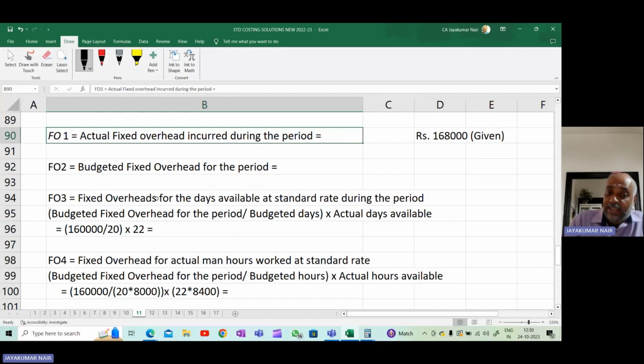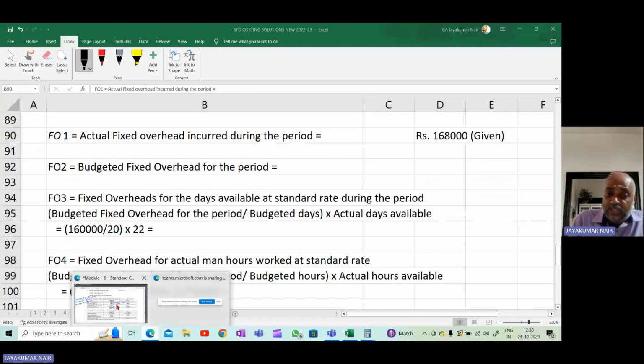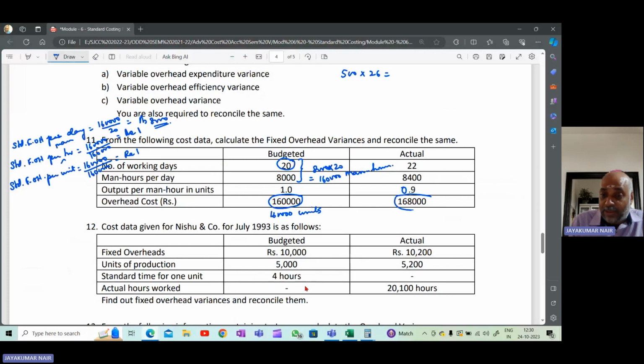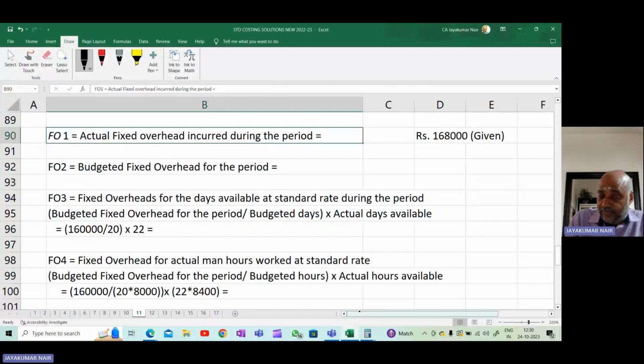What is FO1? It is the actual fixed overheads incurred during the period. This is normally given in the question. So actual fixed overheads incurred in the period is 1,68,000. So you write 1,68,000 here.